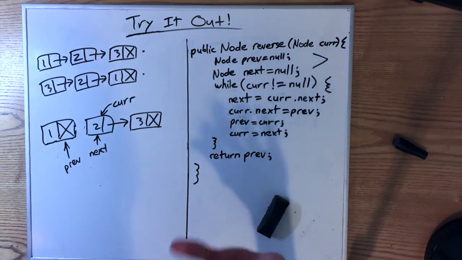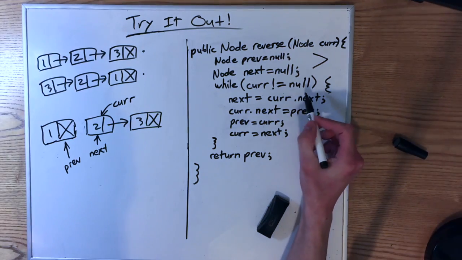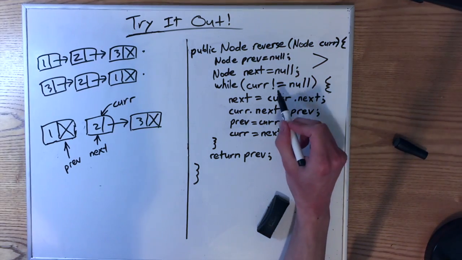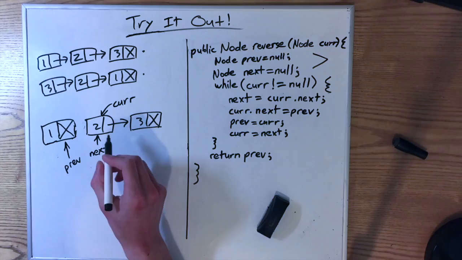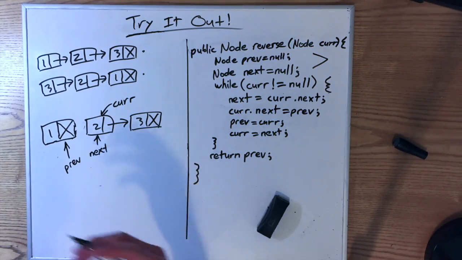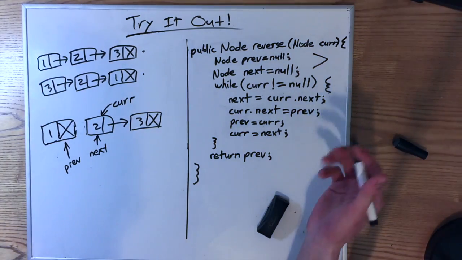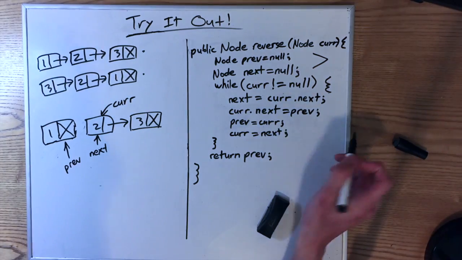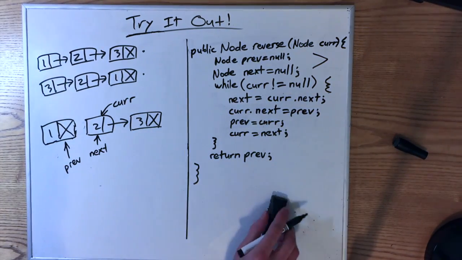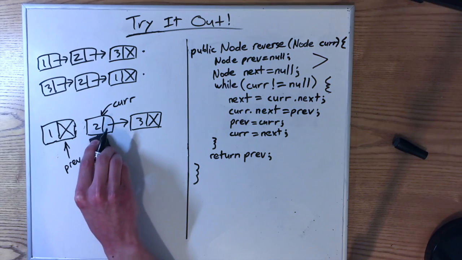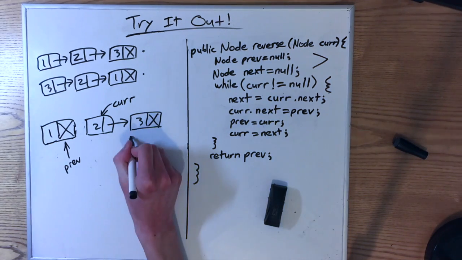All right, we finished the first iteration of the while loop. We go back up into the conditional statement, which says cur does not equal null. We see that cur still points to a node. It does not equal null yet, so we go into the while loop again. Next equals cur.next. Well, cur.next is this third node, so next now points to the third node.